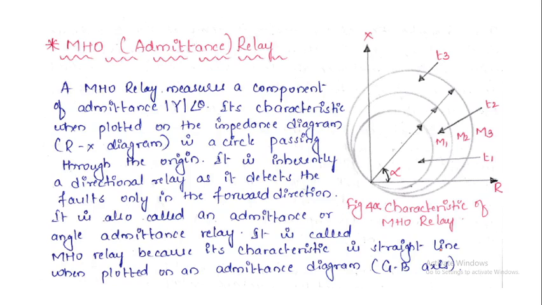Usually we need to plot them in an RX diagram. So if I take the reverse of that, the reverse of RX, it is going to give me the GB, that is the admittance diagram. When I plot the characteristic on that, it is going to give me a straight line. As we already know, the admittance is nothing but the inverse of the impedance. 1 by Z is the admittance that we represent with the letter Y. So Y is the inverse of the impedance, that is admittance.